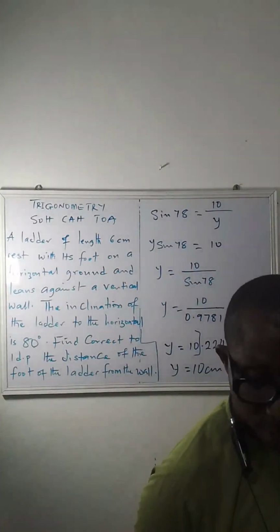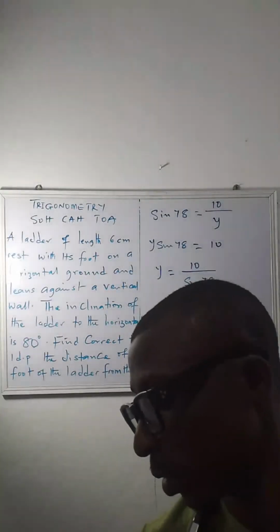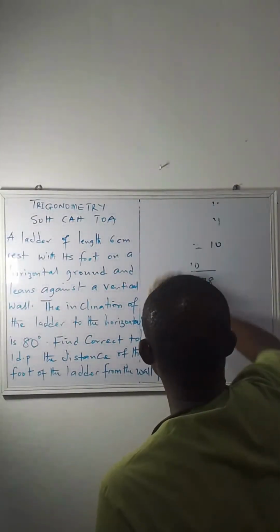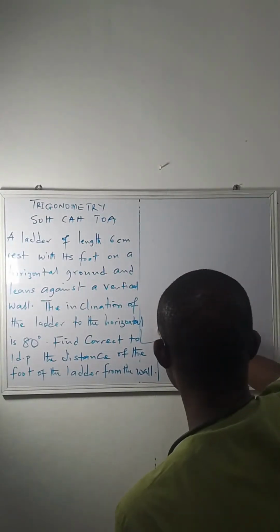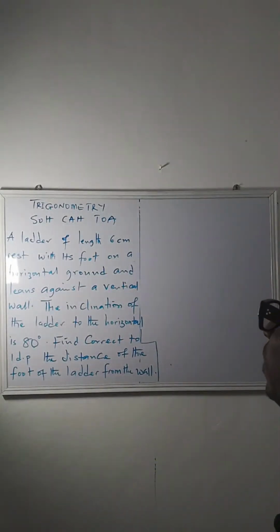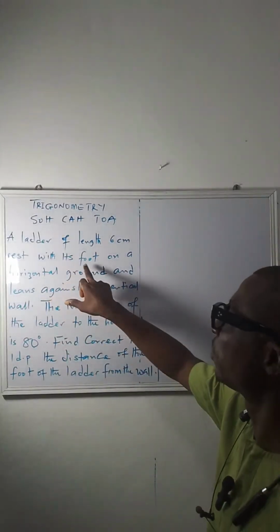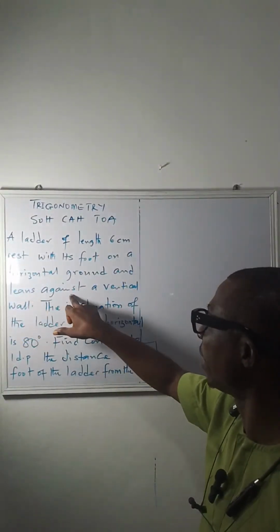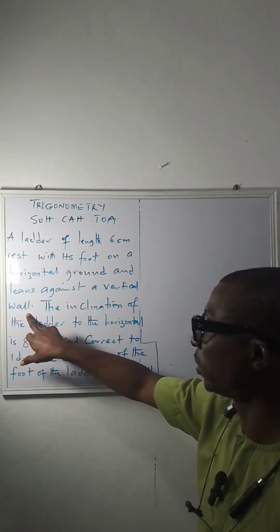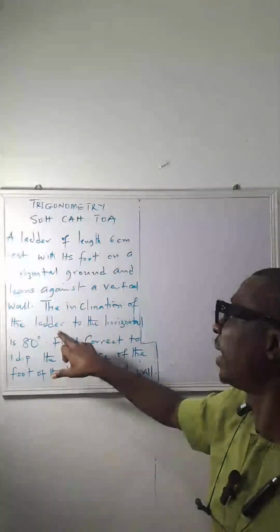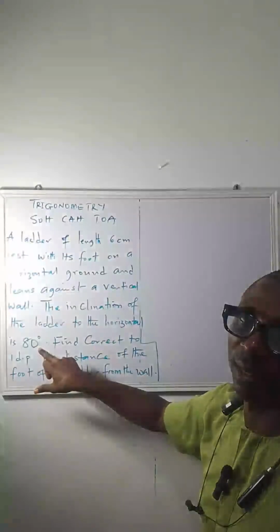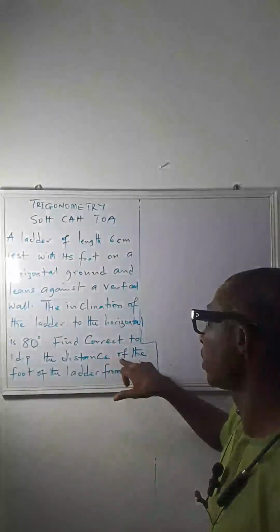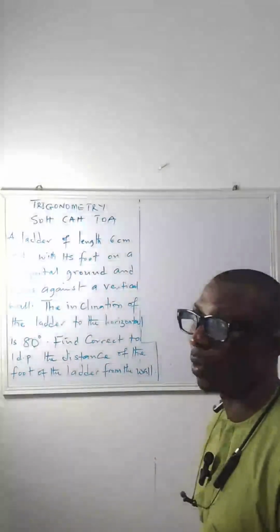Okay, let's look at this problem on the board. So this is a word problem. Now we are reading the question together, and let's see how we can solve the problem. Now, a ladder of length 6 centimeters rests its foot on a horizontal ground and leans against a vertical wall. Okay. Now, the inclination of the ladder to the horizontal is 80 degrees. Now, find correct to 1 dp the distance of the foot of the ladder from the wall.